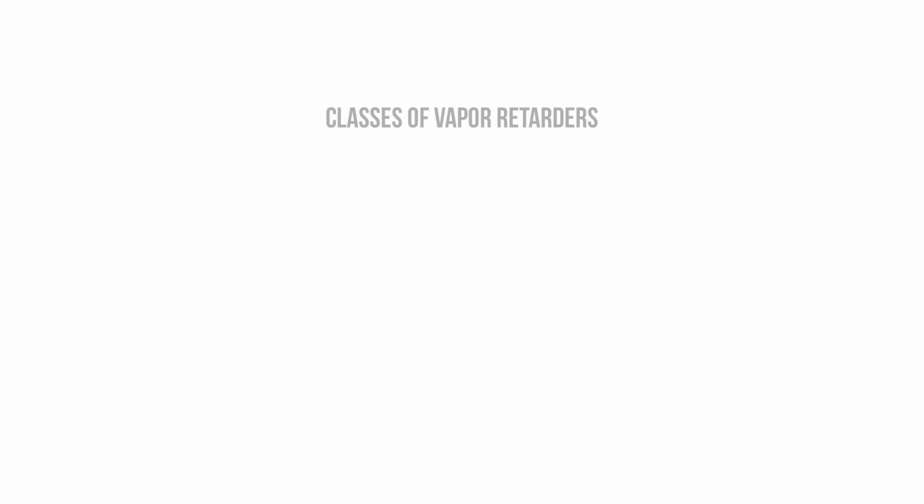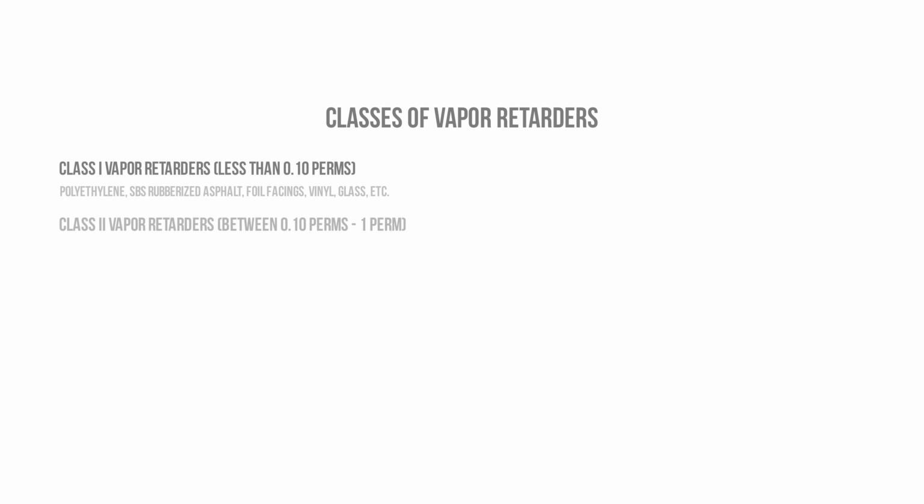Vapor barriers or vapor retarders fall under three primary categories. We have class 1 vapor retarders, which are less than 0.1 perms. Think standard polyethylene, SBS rubberized asphalt, PVC, foil-faced insulation, glass. And then we have our class 2 vapor retarders, which are between 0.1 perm to 1 perm in vapor permeance. And that's going to be our unfaced rigid insulation like XPS or EPS or thick polyiso.